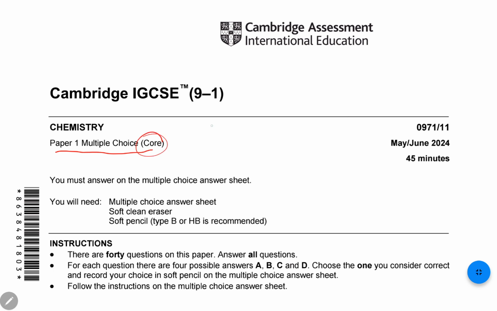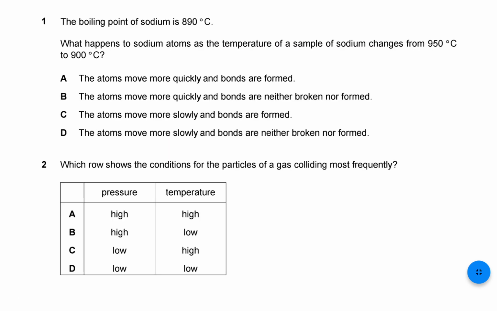This paper is suitable for those writing ECZ and for those writing Cambridge. So if you're writing ECZ and you're also writing Cambridge, this paper is for you, because the content is the same. So come here and let us see what we can do in this video.